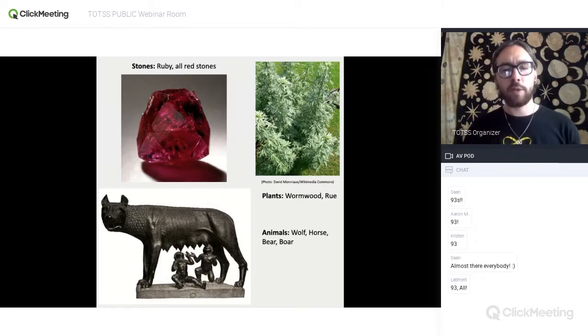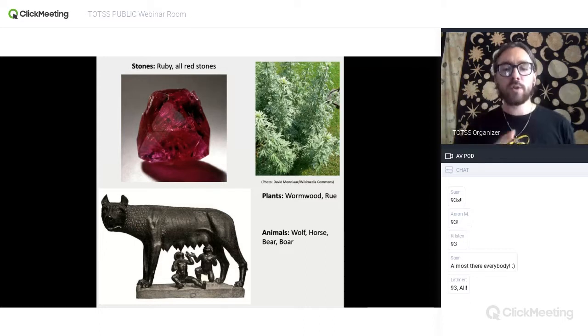For plants, we have wormwood, and that's common wormwood that you see there. And then also rue. I was a little unclear on why, Crowley just says both of them are traditional. I was a little unclear on why rue was being attributed here, though I've been told by an herbalist I trust that rue is fairly similar to wormwood. And wormwood definitely does make sense.